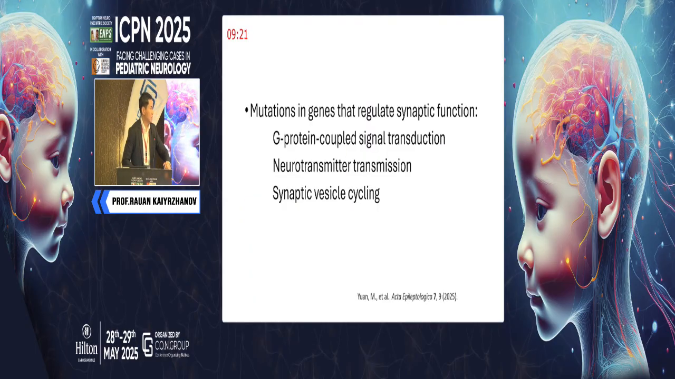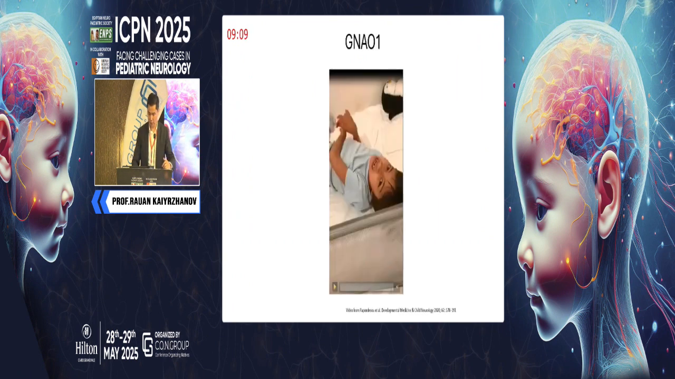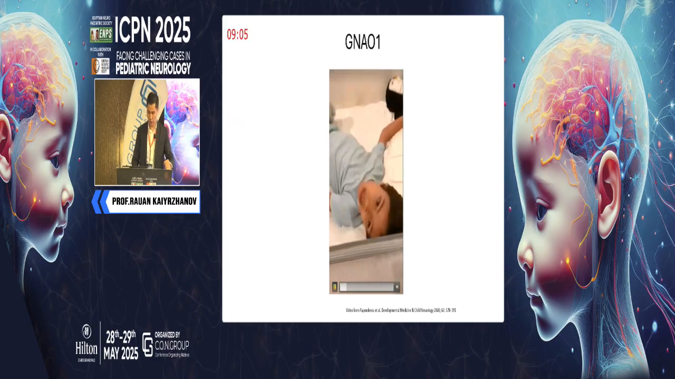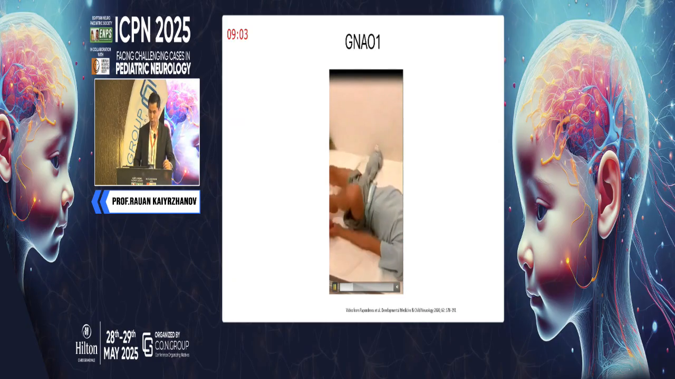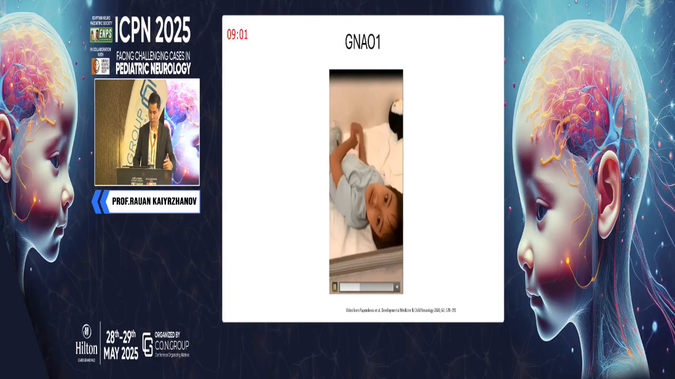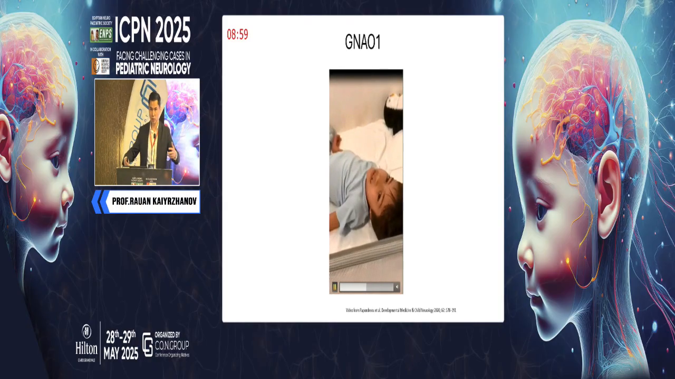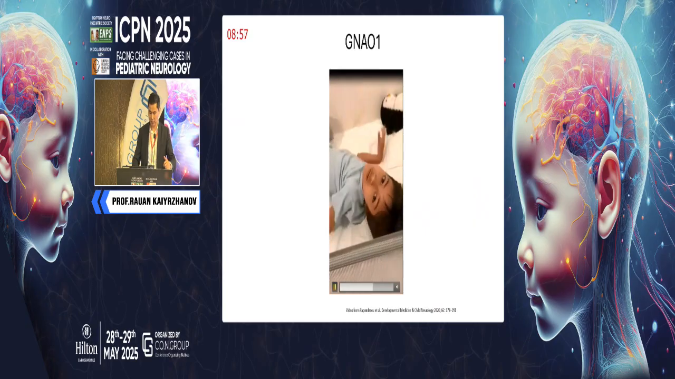So the second mechanism is mutations in genes that regulate synaptic function. There are a lot of regulators of synaptic function, like G protein coupled signal transduction, neurotransmission, synaptic vesicle trafficking. So here you can see a patient with a GNAO1 gene mutation presenting with episodes of exacerbation of hyperkinetic, ballistic, choreic movements and dystonic movements in his hands.